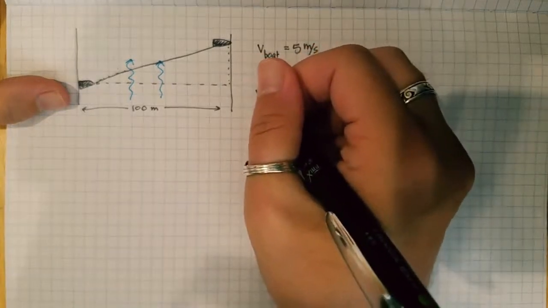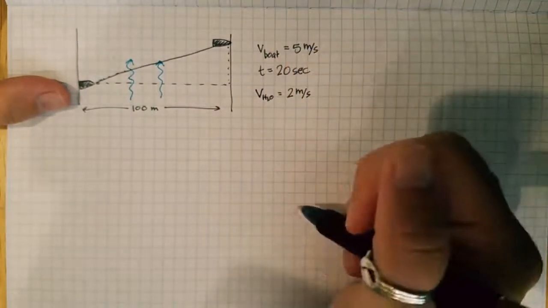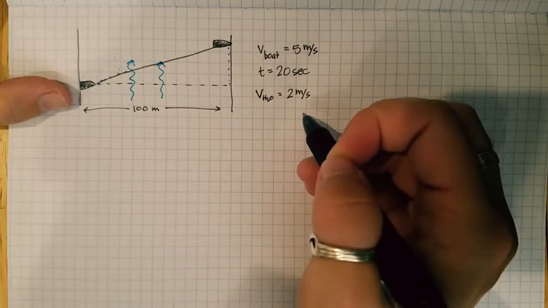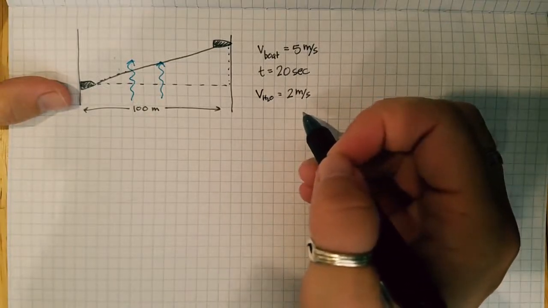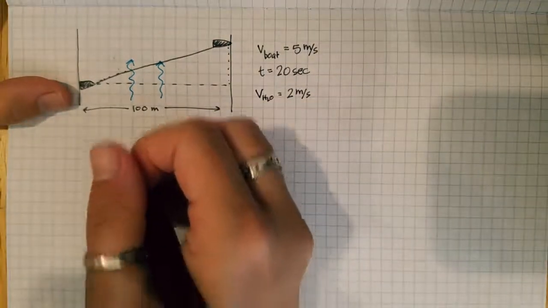So let's say the speed of the water is, I don't know, 2 meters per second. So if he's moving 5 meters per second and the water pushes him 2 meters per second, how fast is he actually going? Well, let's do some quick, I can kind of draw this.